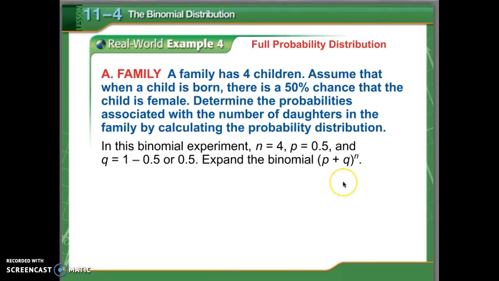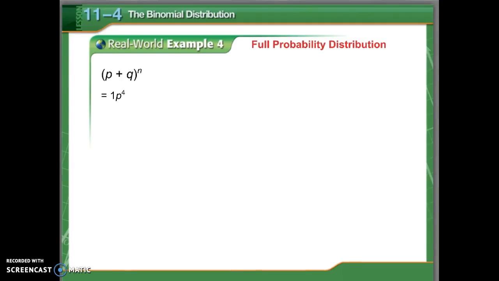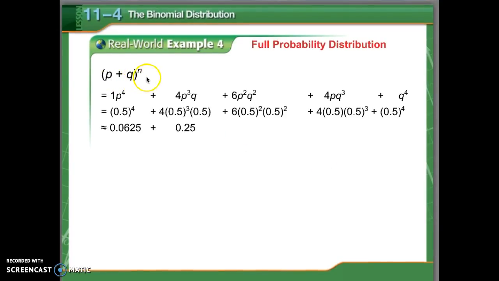So first, in the binomial experiment, n is 4, there's 4 children. The probability of success is 0.5, that they have a female. Probability of failure is also 0.5, they have a boy, a male. And so we're going to look at expanding the binomial p plus q to the n power.